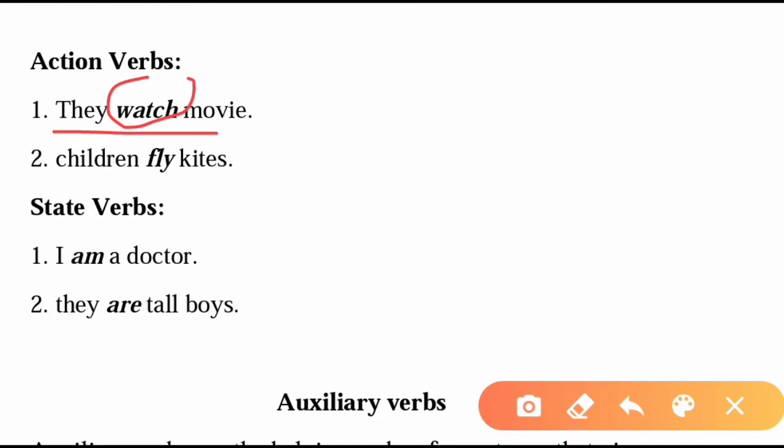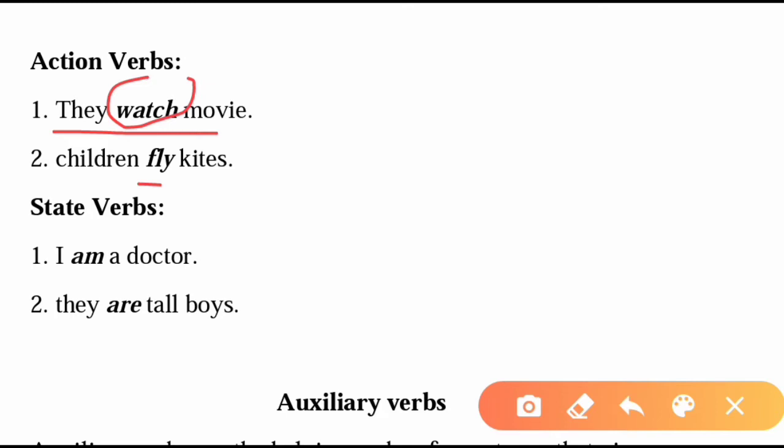Another example you can see, children fly kites. So fly, it is the action. Here we are performing a physical work. That's why we can call it an action verb. So this is how we can use action verbs. So all action verbs are lexical verbs.